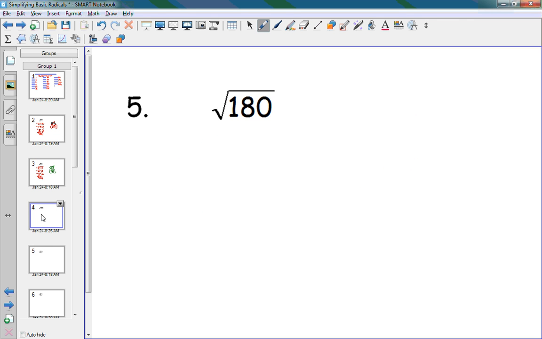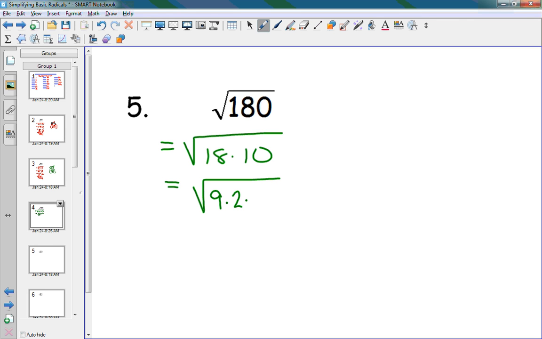Number 5. When you see 180, you automatically see that it ends in a 0, which means it's divisible by what number? 10. So if you know that, go ahead and break it down like that. 18 times 10. Well, are there any perfect square factors of 18? Yes, the numbers in the red. What are factors of 18? 9 times 2. 9 is a perfect square, is it not? What are factors of 10? 5 and 2. In this case, I'm going to put 2 times 5. So what I have here is 9 times 4, right? Did we see that?